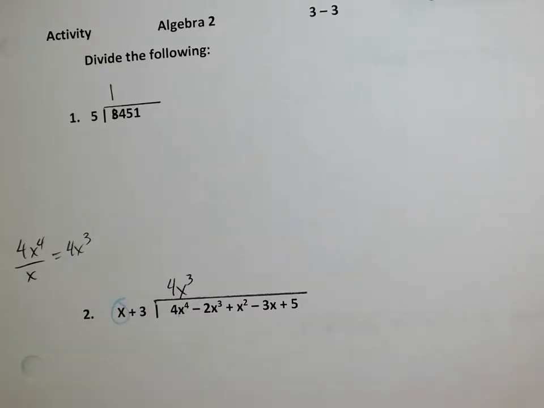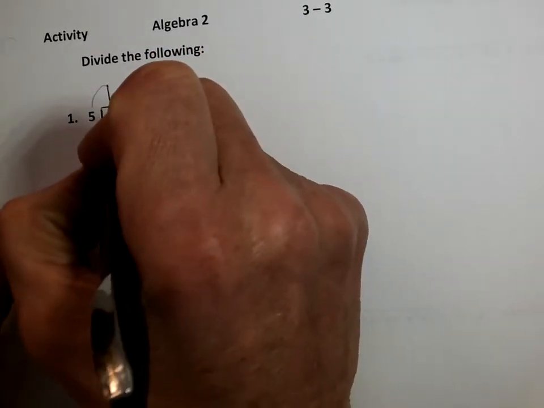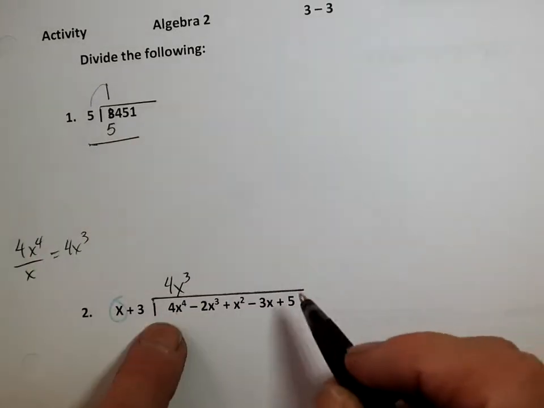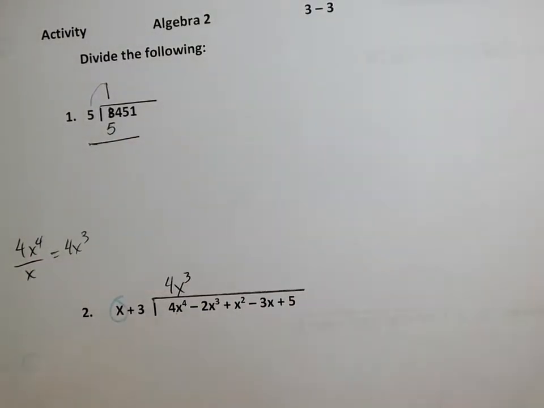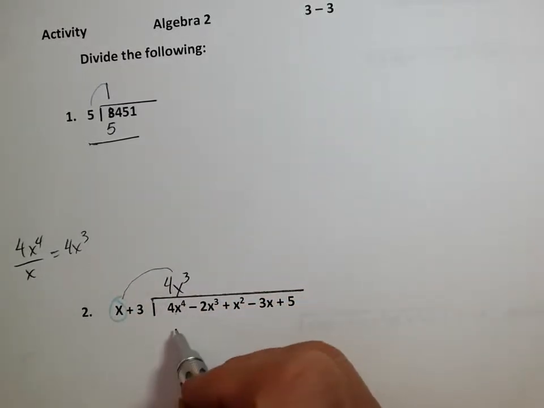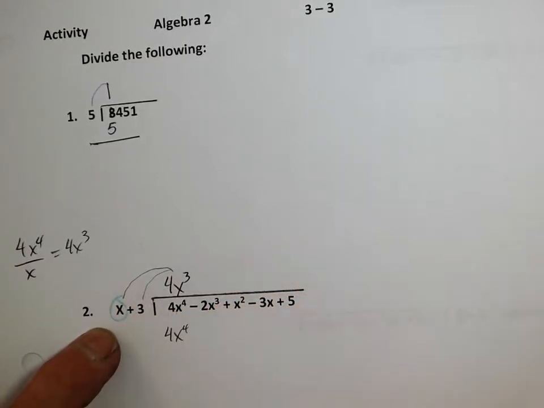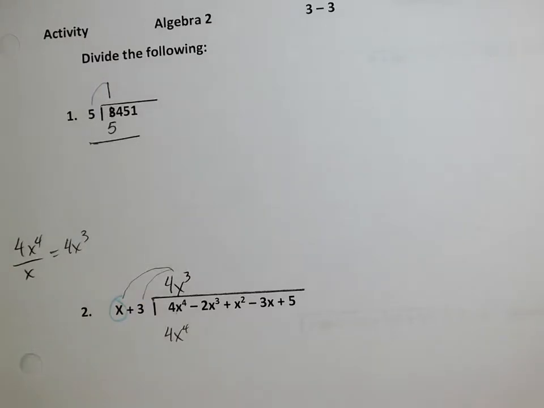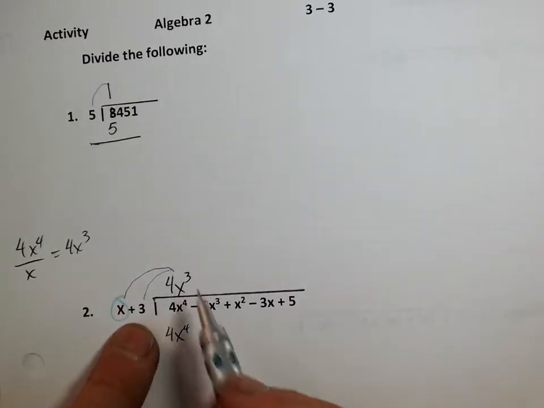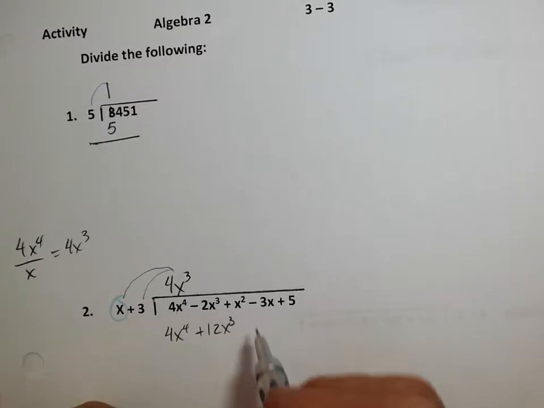Now, what do we do? We multiply. We really go 1 times 5, and we put down a 5. We do the same thing here, except we have to remember the 3. So I'm going to multiply my 4x times x, which makes 4x to the 4th. And 4x times 3, because the 3 is part of the problem, gives me a positive 12x cubed.